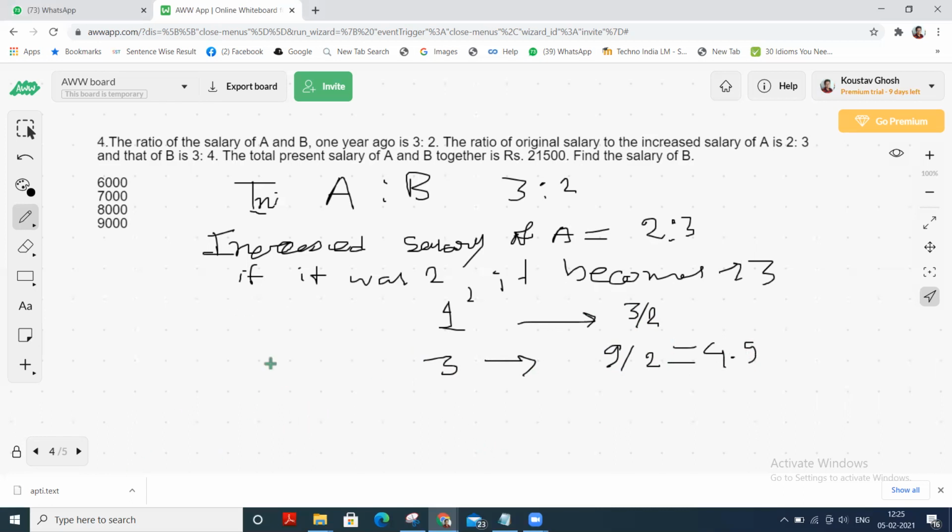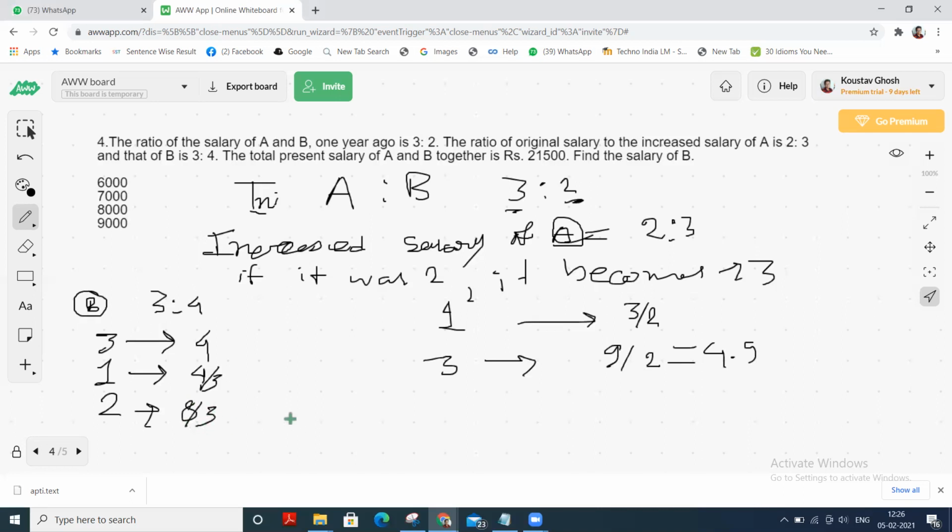Similarly, now for B. For B, increase is 3 is to 4. Initial 3, then 4. So 3 becomes 4. Okay. So 1 becomes 4 divided by 3. But B's ratio was 2, and A's ratio was 3. So 2 becomes 8 by 3.